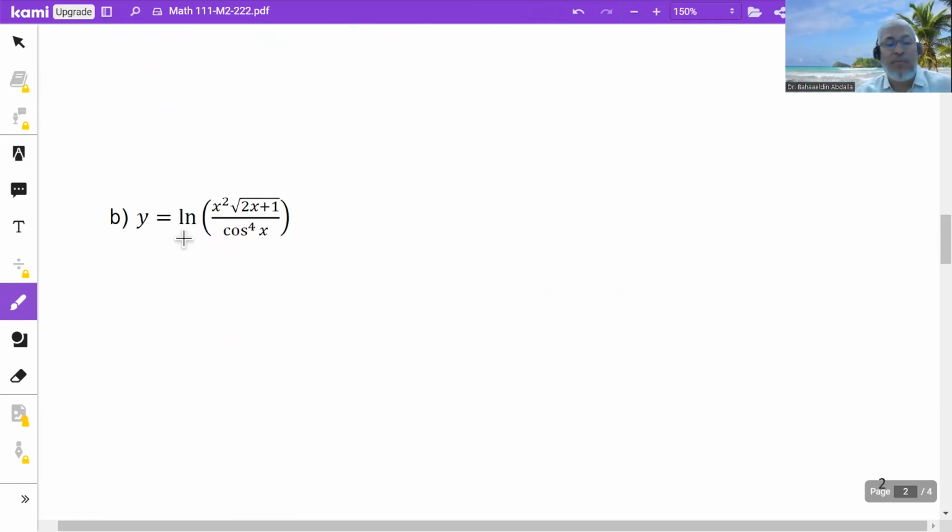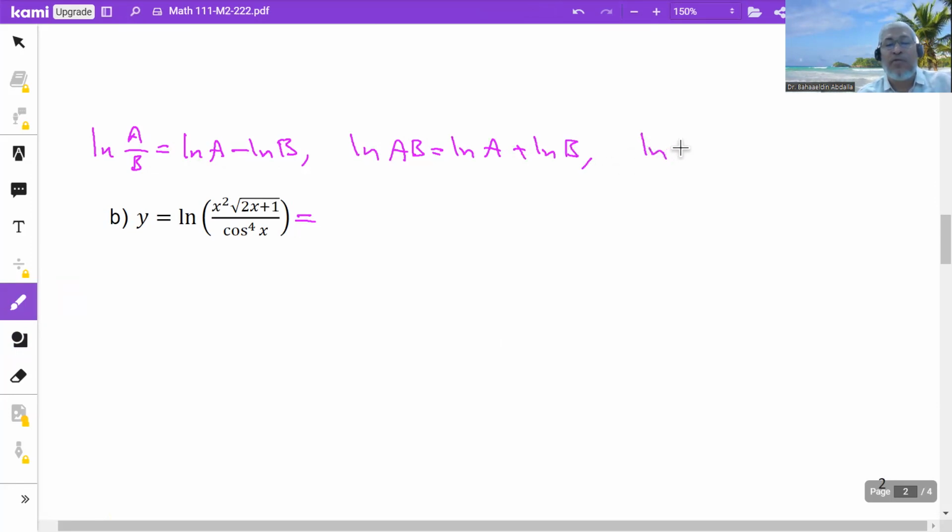Here to find y prime, I have ln, and here there is product, division, square root, powers. So it would be easier if I use the properties of ln. We know that there are some properties of logarithmic function. If you have ln A over B, then this would be ln A minus ln B. And if you have ln A times B, this would be ln A plus ln B. And if you have ln B to the power R, you can write it R times ln B.